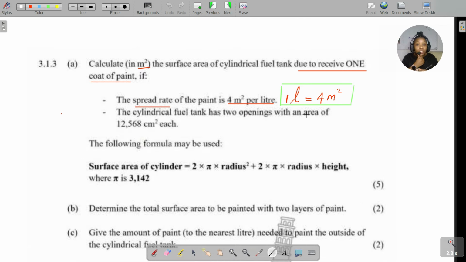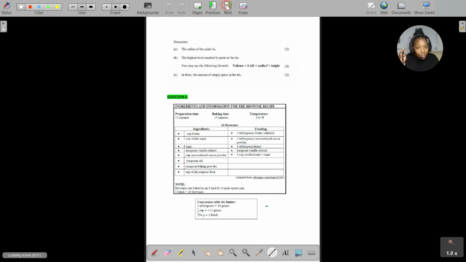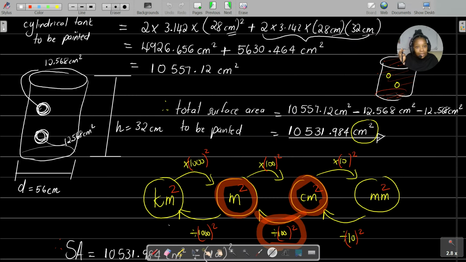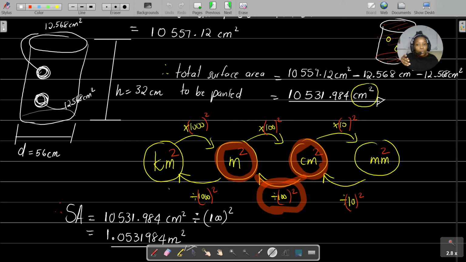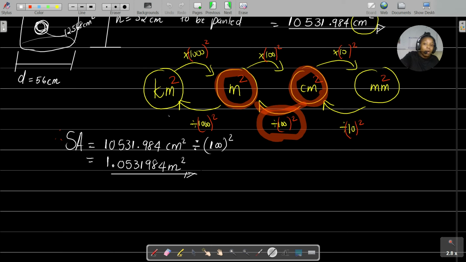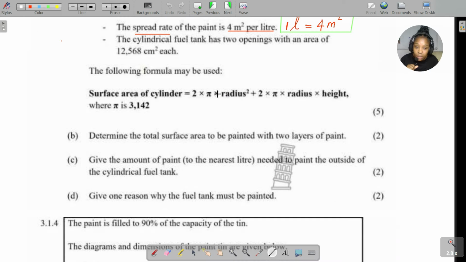Calculate the surface area of the cylindrical fuel tank that is due to receive only 1 quart. So if we're just going around this tank with just 1 quart of paint, we would just be painting an area of 1.0531984 meters squared. Cool, right?